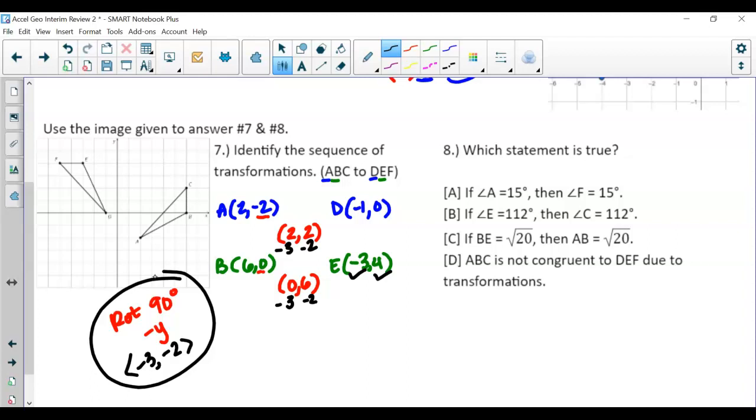So now, based on this statement and the sequence, which statement's true? Well, first off, I can already cross out D, because even with the rotation, translation, reflection, any of them, you will always create congruent figures. So now we're down to A, B, and C. So angle A, well, is A corresponding to F? No. Is angle E corresponding to C? No. So now let's check to make sure that C is our correct answer.